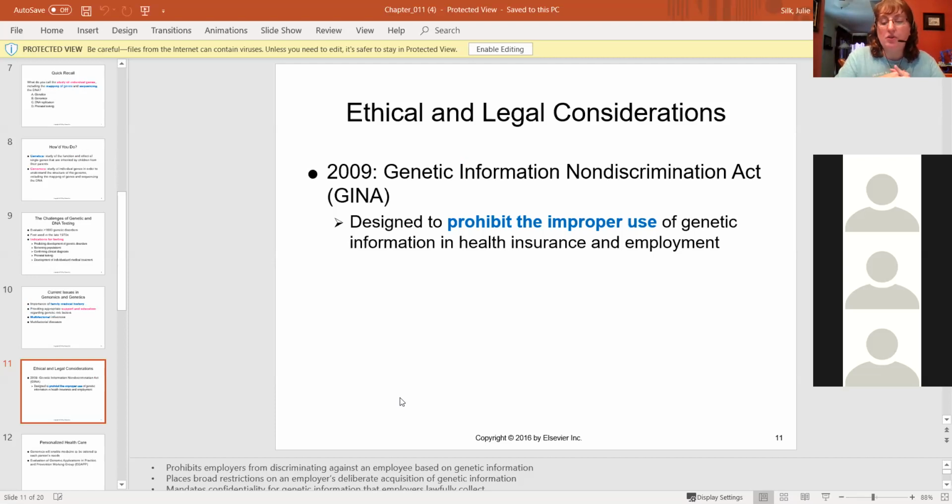It places broad restrictions on the employer's deliberate acquisition of genetic information, so they shouldn't be allowed to get that information unless it's absolutely necessary. And it mandates confidentiality of that genetic information, so you have to keep that. And then it strictly limits disclosure of such information, so you can't disclose it to other people. And it prohibits retaliation against employees who complain about genetic discrimination. So you wouldn't want someone retaliating because of that.